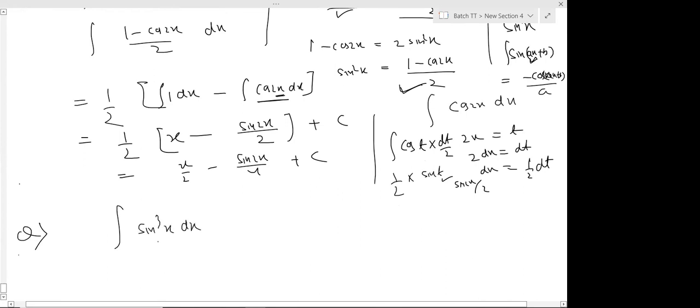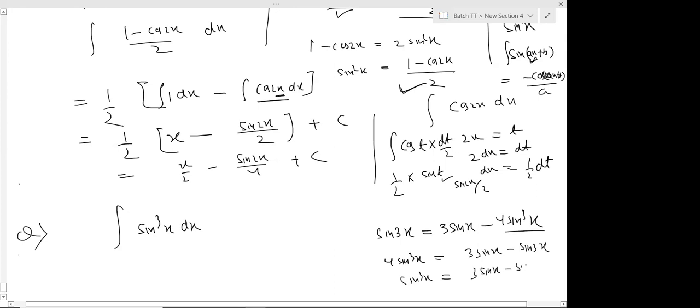The integration of sine cube x dx. And for this, you can use this property. Sine 3x equals to, can anybody tell me the formula for sine 3 theta? This is 3 sine x minus 4 sine cube x. So from here, you can find the value of sine cube x. So 4 sine cube x equals 3 sine x minus sine 3x. So sine cube x equals (3 sine x minus sine 3x) divided by 4.